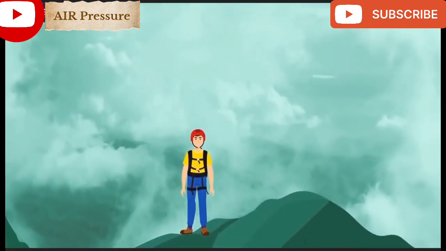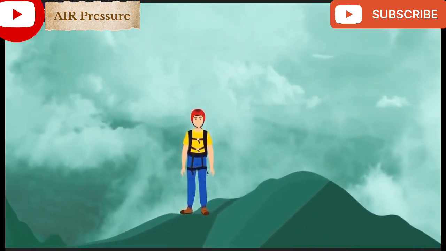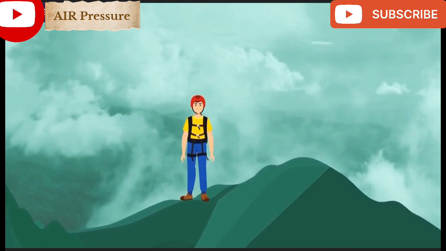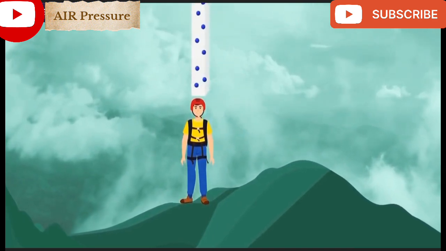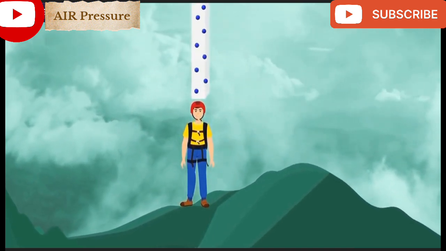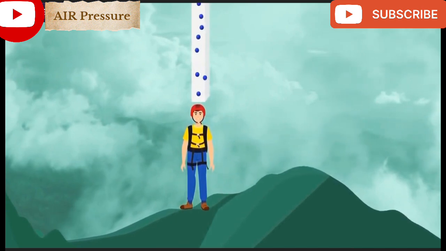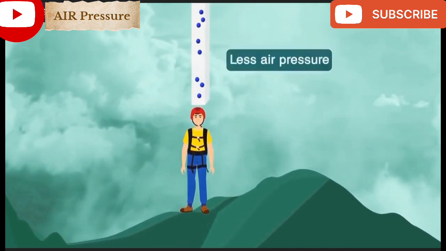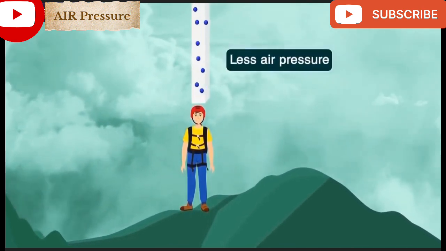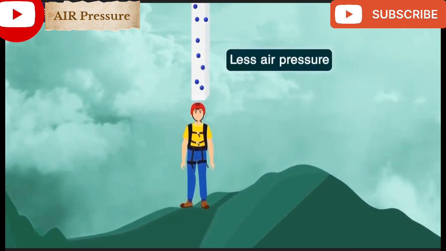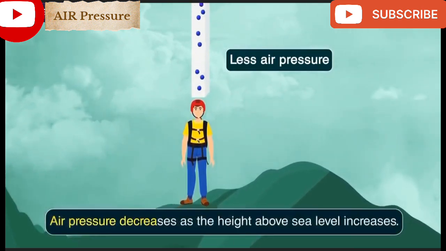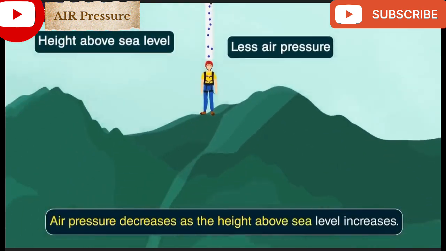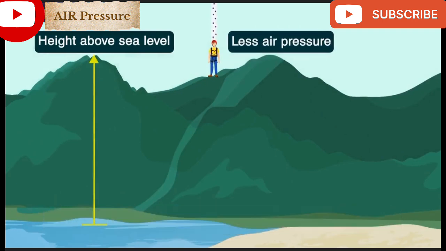If the person climbs a mountain and reaches a height above sea level, the air in the space above the person will get reduced. Thus, the person will experience less air pressure. So, we can say that the air pressure decreases as the height above sea level increases.